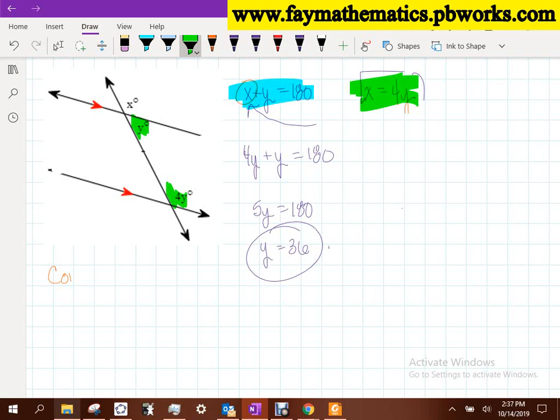Does that make sense? If I wrote down x plus y equals 180 and said that doesn't get me anywhere, erase it. Write down x equals 4y, that doesn't get me anywhere, erase it. And then I get 4y plus y equals 180, y equals 36. Then what do I have to do to find x? I have to generate one of those equations that I erased, right? I'd be doing the work that I've already done.